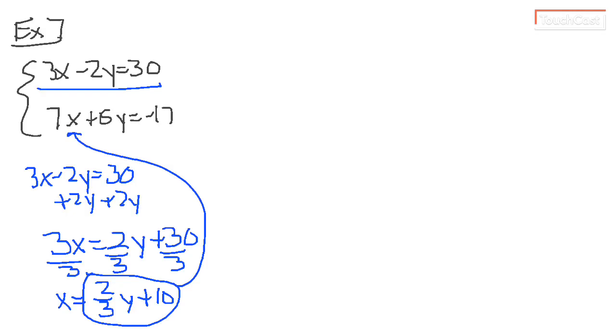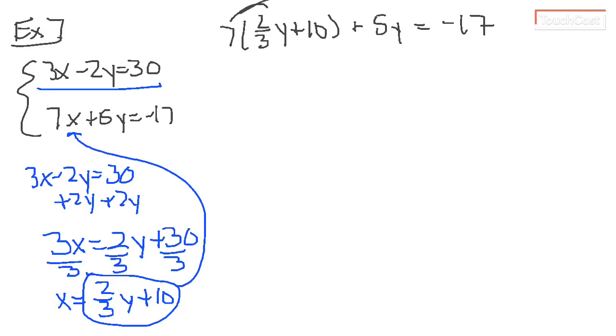So we're going to have 7 times 2/3 y plus 10 plus 5y equals negative 17. Now we can distribute 7, which is going to give us 7 times 2/3 is 14/3. We just multiply 7 by the numerator.